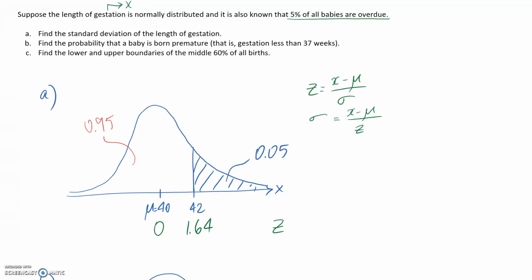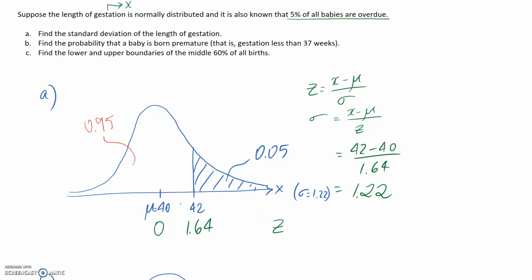So now all we need to do is convert it. So 42 minus 40 divided by 1.64. And this returns about 1.22 approximately for the standard deviation. So let me just mark that in here. So that relates to X. Alright, so that's the first question answered using Excel.